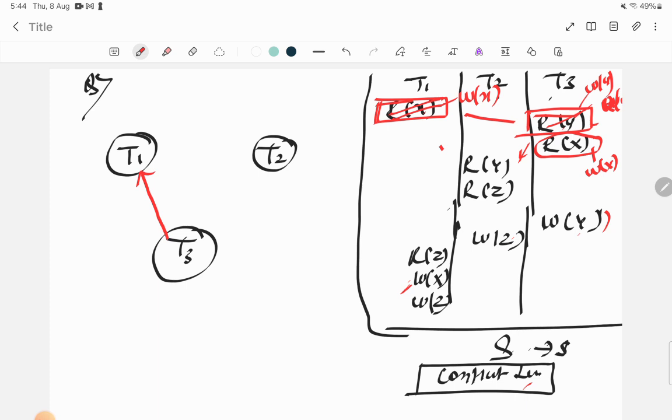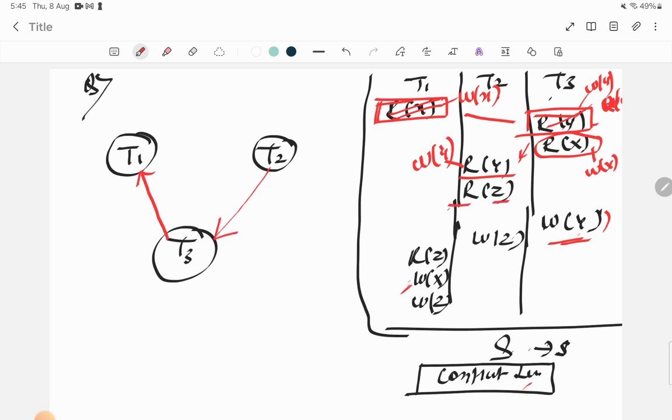Okay, now let's check another. So here we have R of Y. What is the conflicting pair of R of Y? The conflicting pair of R of Y is W of Y. So is this in any other transaction? Yes, it is in T3. So we are going to draw a line from T2 to T3.